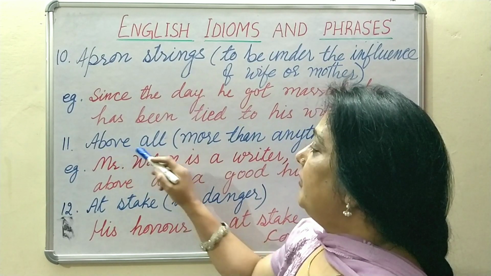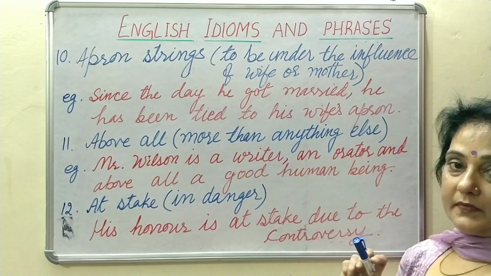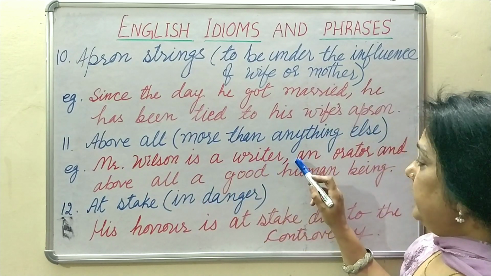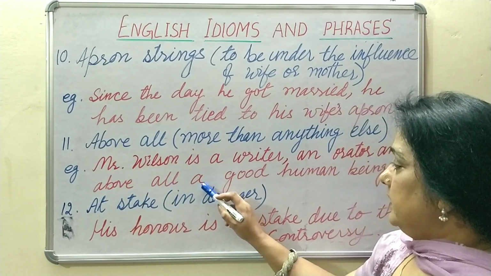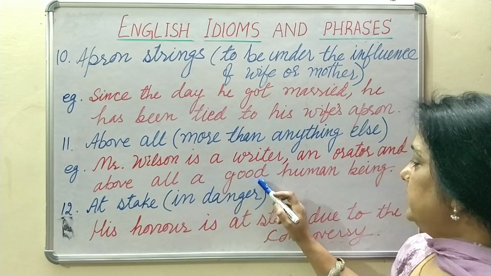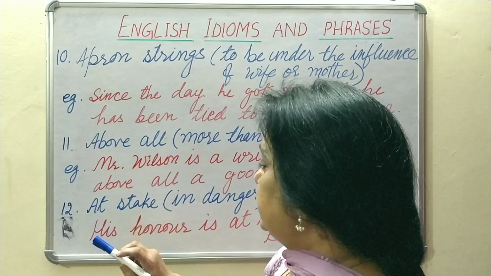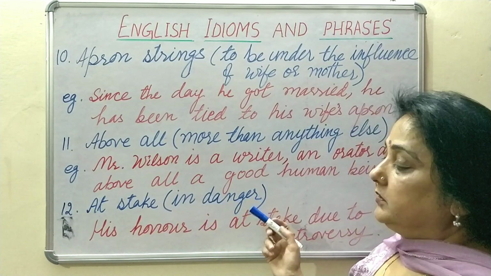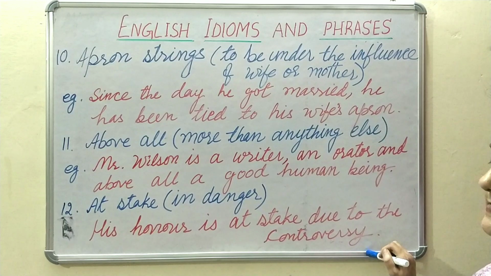Now next, above all, that is more than anything else. Example, Mr. Wilson is a writer and orator and above all, a good human being. Next is at stake. Stake is in danger. His honor is at stake due to the controversy.